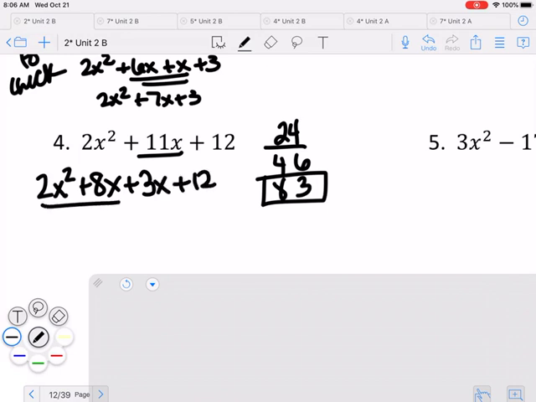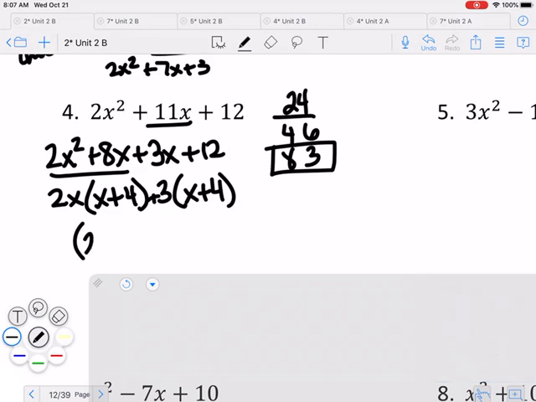And factor by grouping. First pair, I can take out a 2x, x plus 4. 2x times x is 2x squared. 2x times 4 is 8x. And copy down x plus 4. And sitting in front would have to be a plus 3. My little pens aren't working very great today. Final answer, x plus 4 times 2x plus 3.